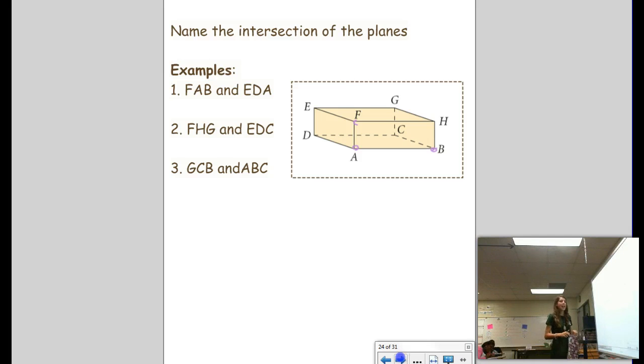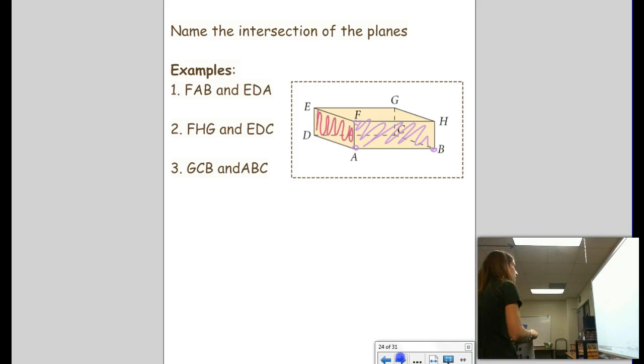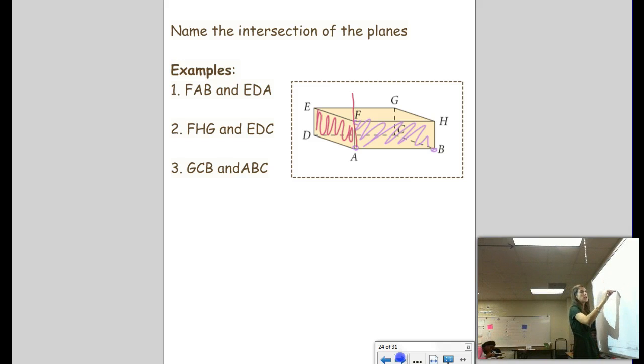What about EDA? I'm going to shade it to help you out. There's FAB, and here's EDA. What do you get when FAB intersects EDA? What line? Line FA, or AF, because remember, we can name it either one. Here's where they're touching. Where does purple touch the red? So your answer could be FA with a line on top, or AF. You will get points off if you don't put the line on top, so make sure you put the line on top, please.